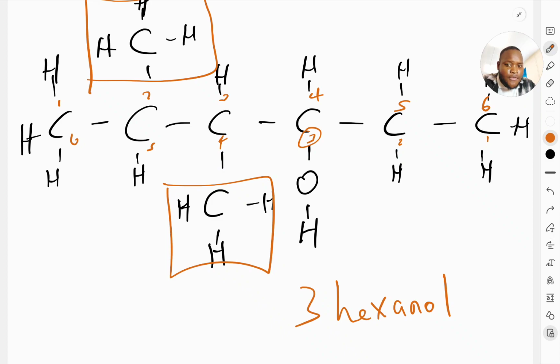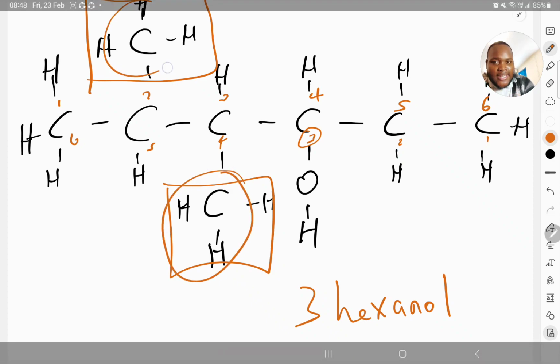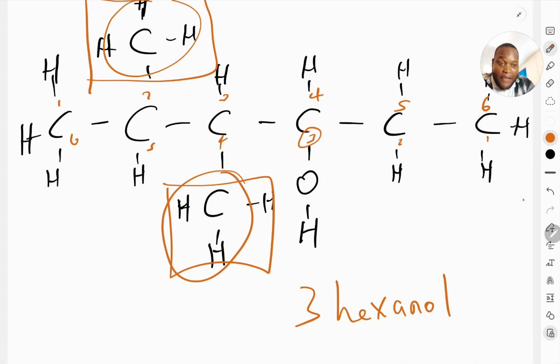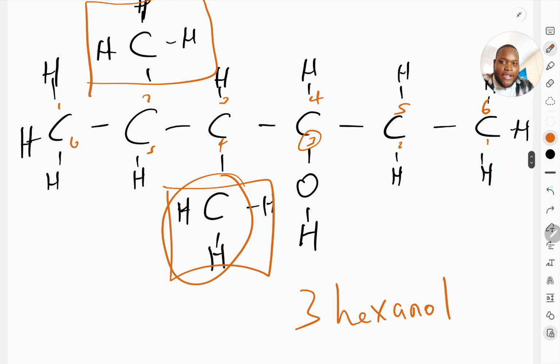How do I account for them? I am going to ask myself, where is this branch located? It is located in carbon number 4. And where is the other branch located? It is located in carbon number 5. So now, if I want to give the IUPAC name of these branches here, I am going to say this particular branch here, it is a what? It is a methyl. Therefore, I'm going to write methyl.